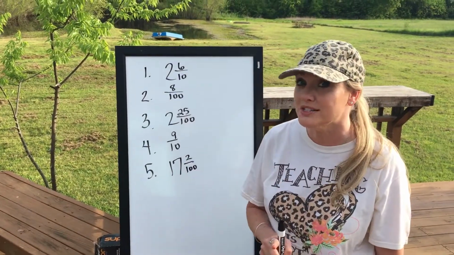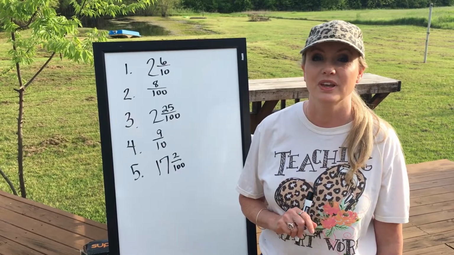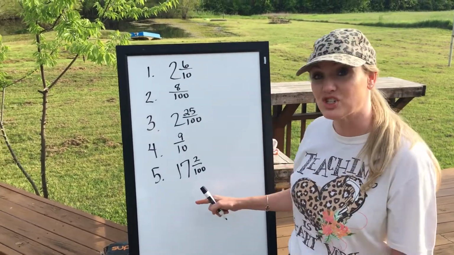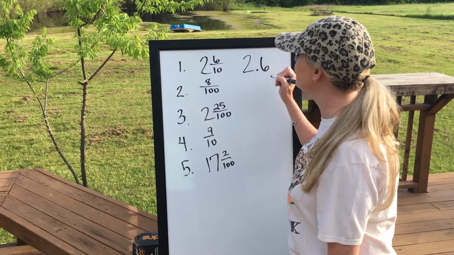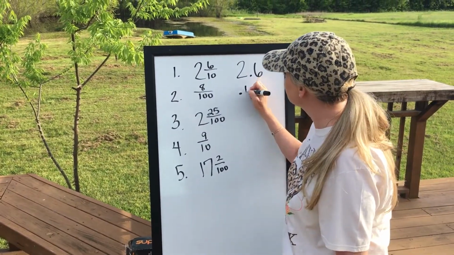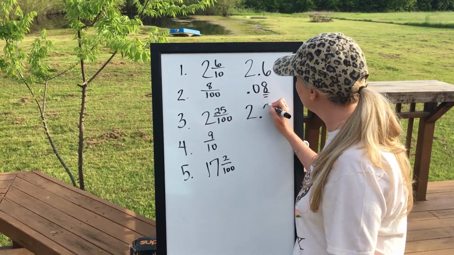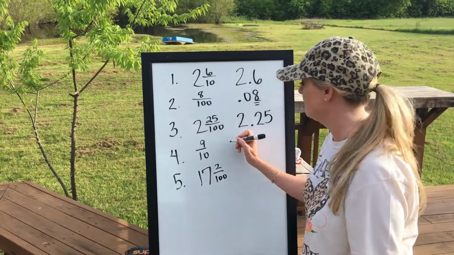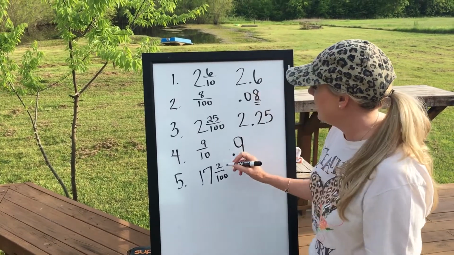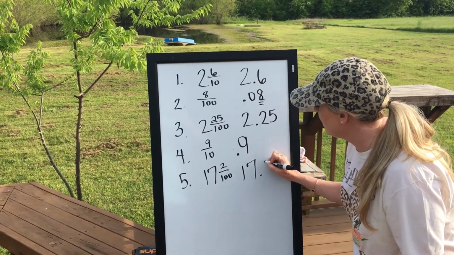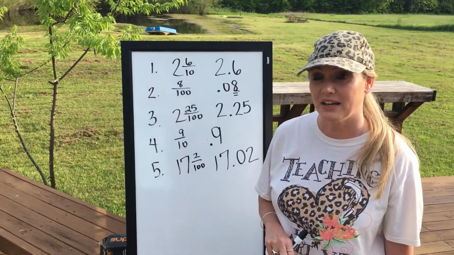Now I want you to pause and I want you to change these to decimals. Okay? Ready, go. Hopefully you just wrote all of the fractions into decimal form. If you did, here's your answers. 2 6/10. And 8 in the hundredth spot. 2 25/100. 9 in the tenths. And 17/200.